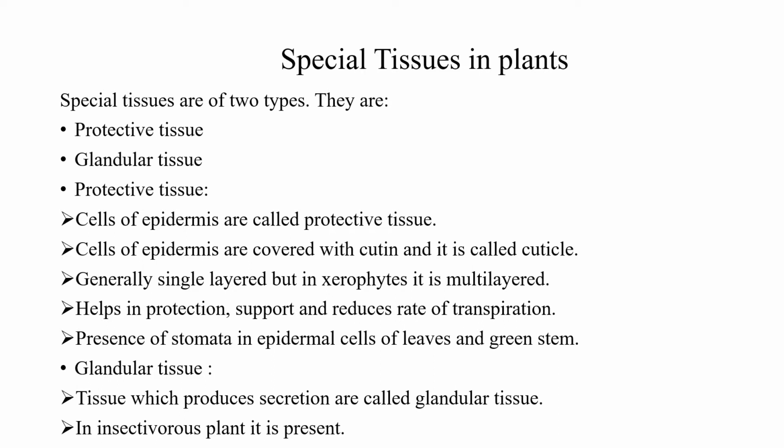Second one, glandular tissue. This tissue mainly helps in secretion of substances. Mainly it is found in insectivorous plants. You studied in 7th standard about it, the pitcher plant. There glandular tissues are found.